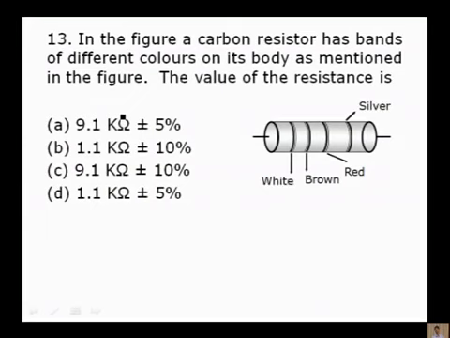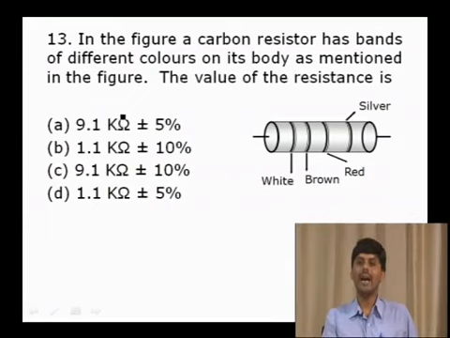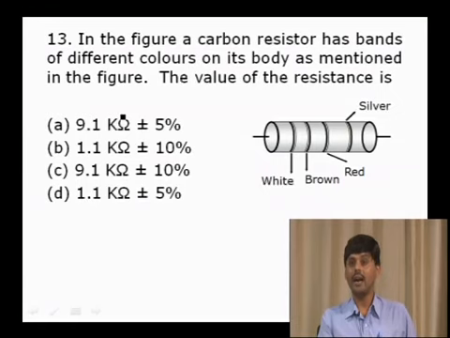Question number 13. In the figure, a carbon resistor has bands of different colors on its body as mentioned in the figure. The value of the resistance is: option A, 9.1 kilo ohm plus or minus 5%. Option B, 1.1 kilo ohm plus or minus 10%. Option C, 9.1 kilo ohm plus or minus 10%. Option D, 1.1 kilo ohm plus or minus 5%.